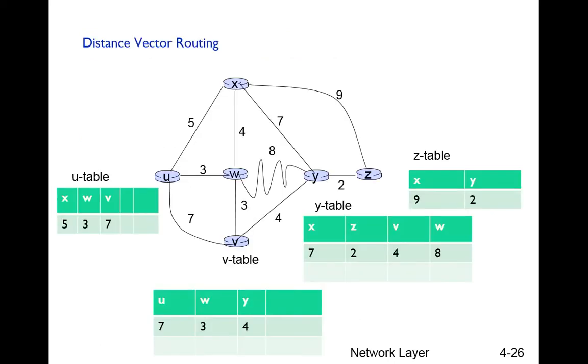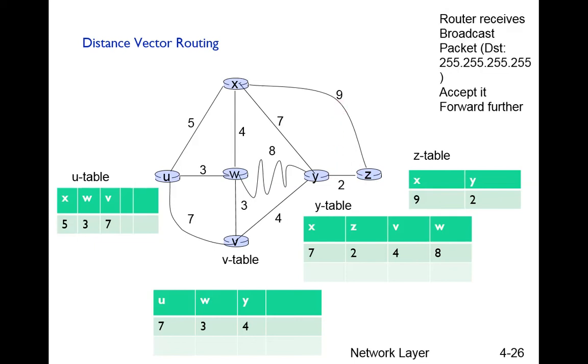What does it mean? Suppose this Z node has this table at the moment, this is the whole table. Z will broadcast this table only to its neighbors. What does it mean? Z will create a message, and that message will have a broadcast address. Its destination address will be 255.255.255.